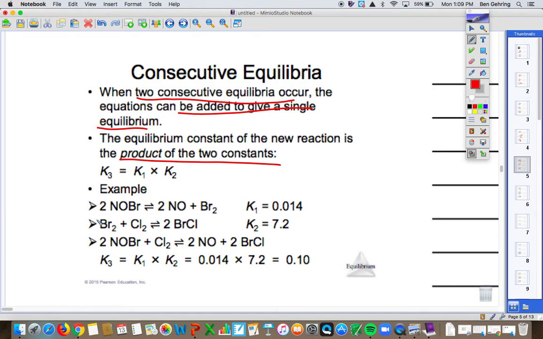And you'll notice that your Br2s fell out. So there's no Br2 on either side. So you get 2NOBr plus Cl2 produces 2NO plus 2BrCl. That's all this. We crossed out our Br2s. In this case, because I'm using Ks, my K3 is going to be K1 times K2. So these are going to be multiplied together, and I'm going to get a final answer of 0.10. That's how you can calculate an unknown equilibrium constant from there.